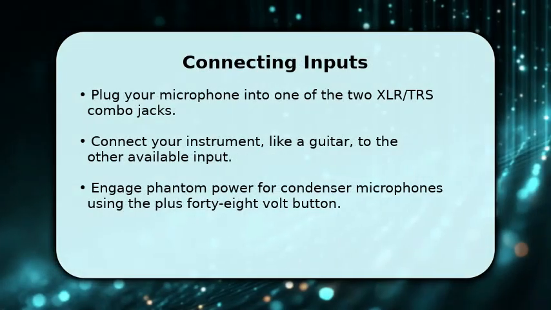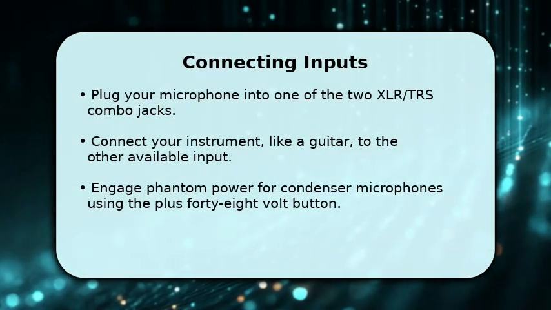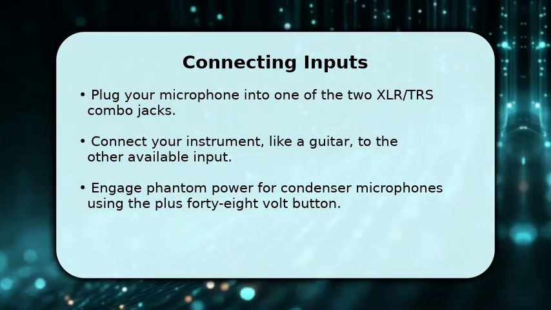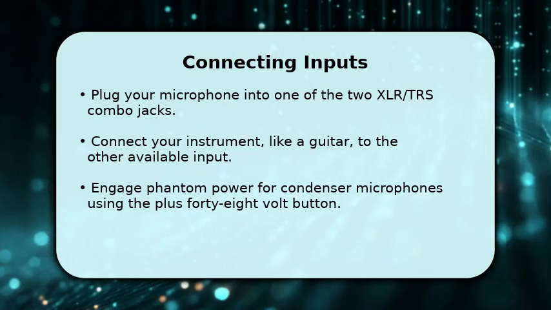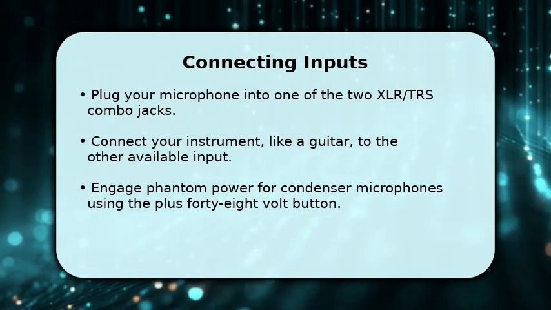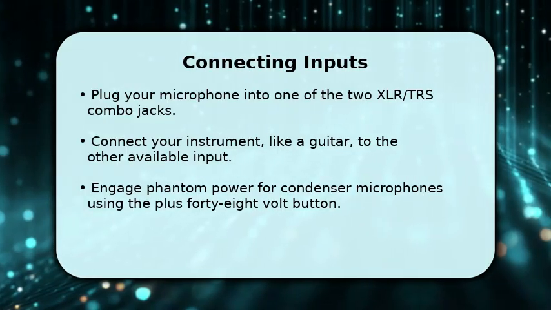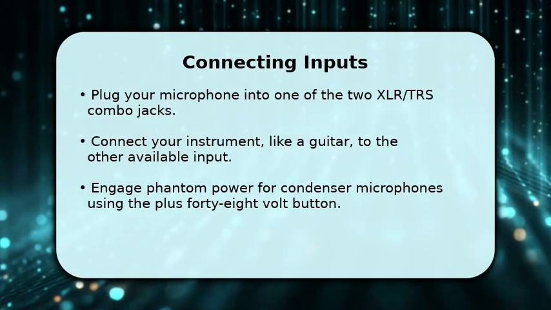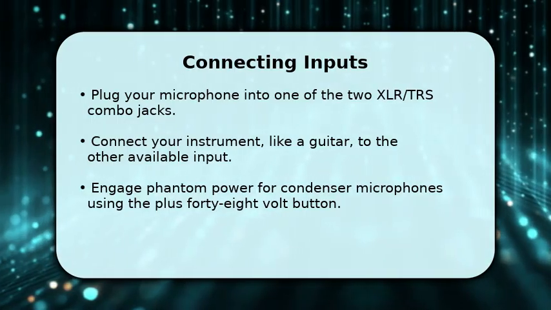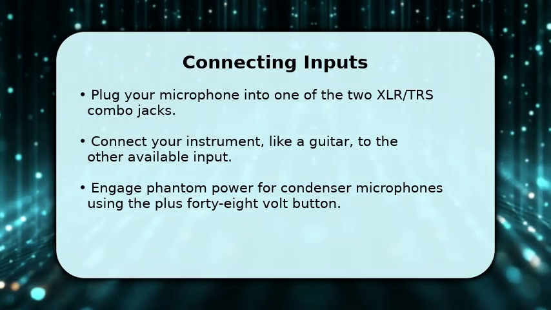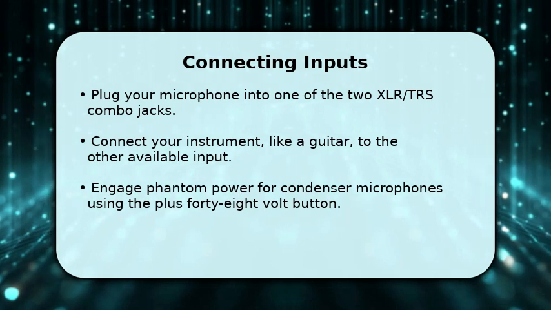Now let's connect your audio sources. For microphones, use an XLR cable and plug it into either input 1 or 2. If you're using a condenser microphone, remember to press the plus 48-volt phantom power button. For instruments like guitars or basses, use a 1/4-inch TRS or TS cable and plug it into the remaining input. The UMC202HD offers 2 high-quality Midas-designed preamps.